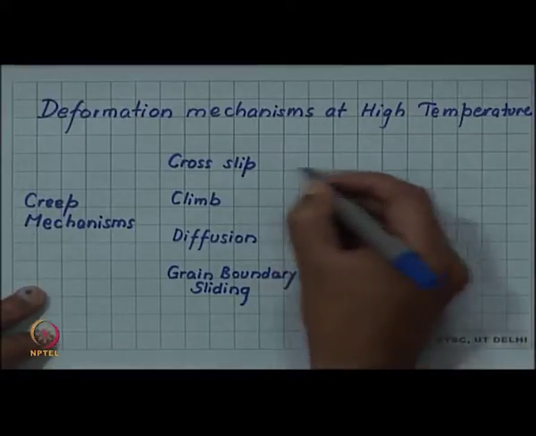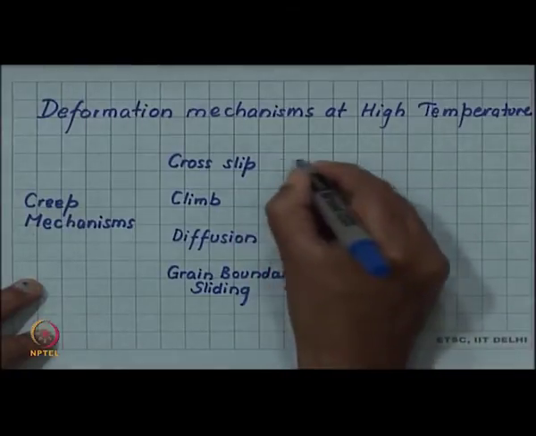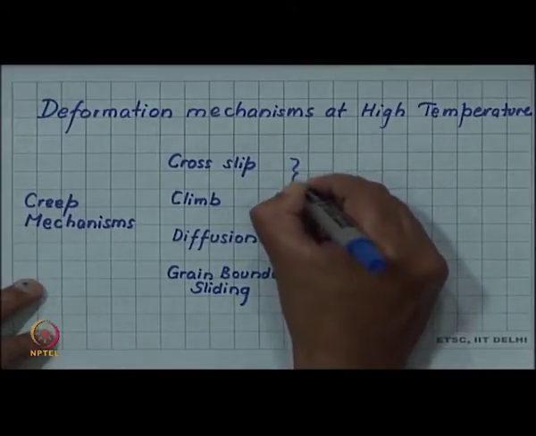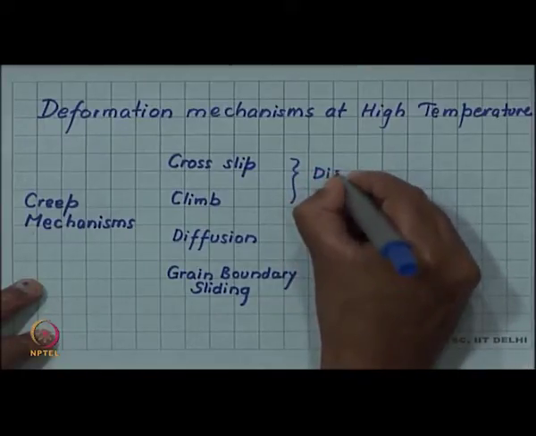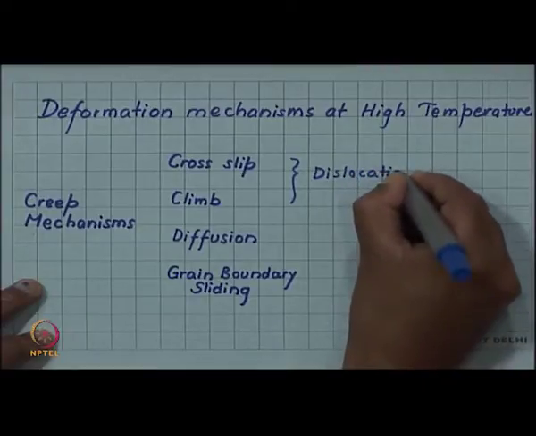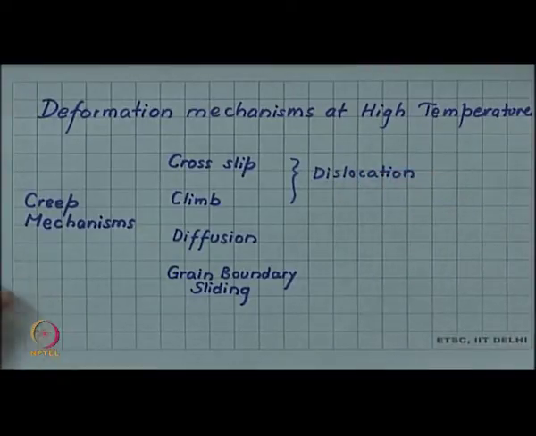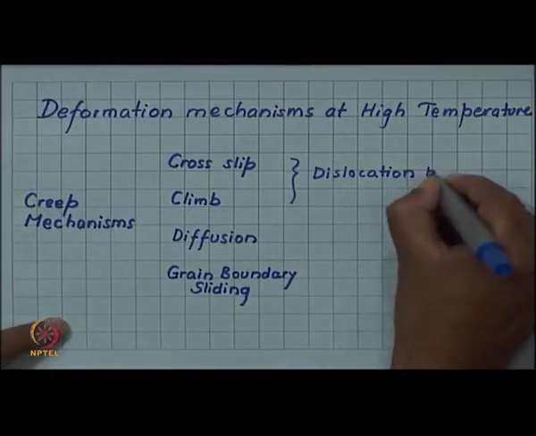Cross slip, as you know, is of a screw dislocation, and climb of edge dislocation. So, both involve dislocation. So, they are still dislocation based. So, just like at low temperature dislocations play an important role, at high temperature also they still play a role in creep. So, these are dislocation based.